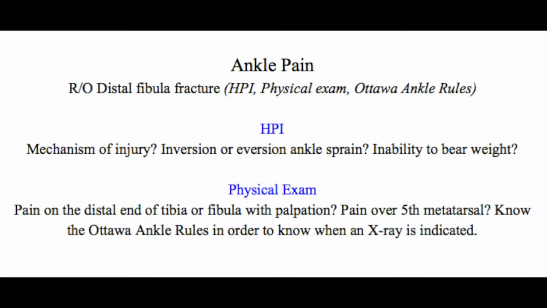During the physical exam, do they have any tenderness on the distal end of the tibia or fibula with palpation? Do they have any pain over the fifth metatarsal? Know the Ottawa ankle rules in order to know when an X-ray is indicated.